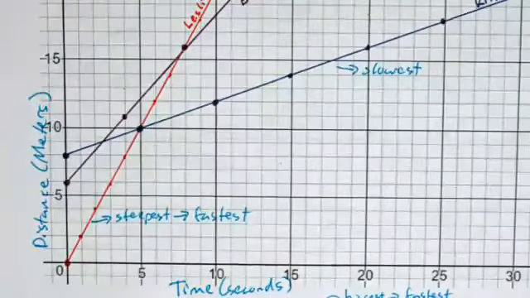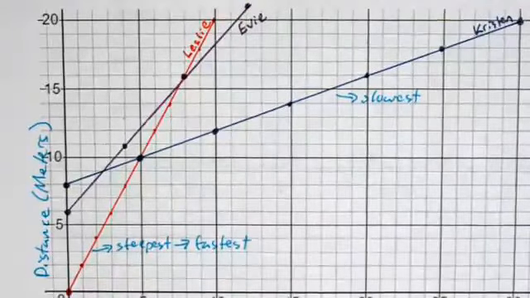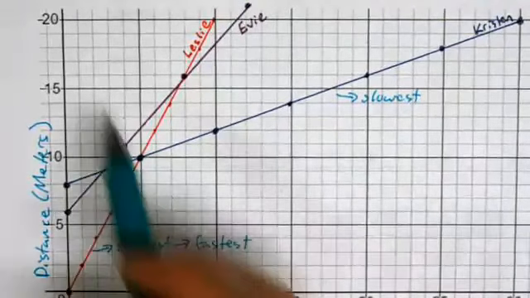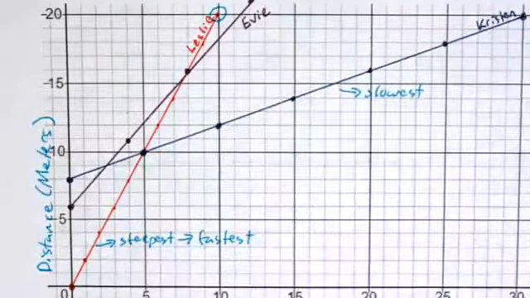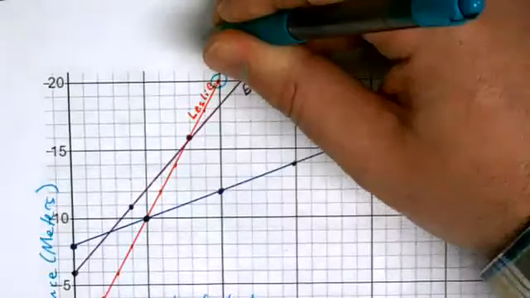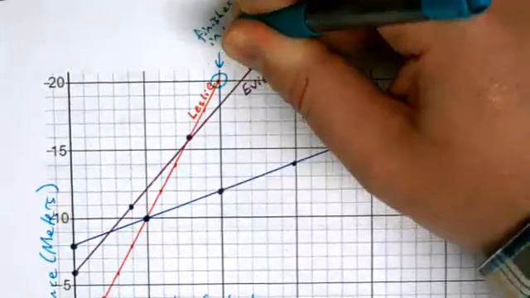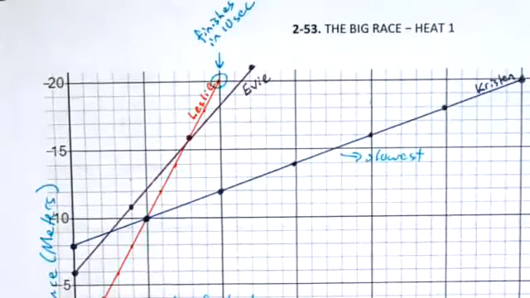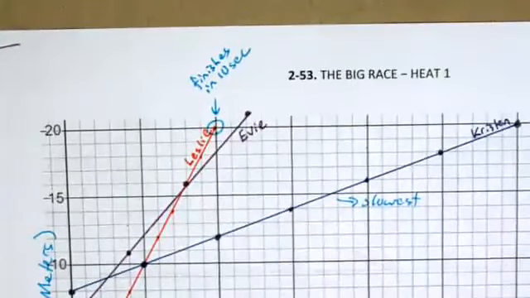So a moment ago, you told me that Leslie finished the race in 10 seconds. Do you see the point on the graph that shows that? 20 meters is where our finish line is. Leslie finishes in 10 seconds. Let's make a note of that. Finishes in 10 seconds.